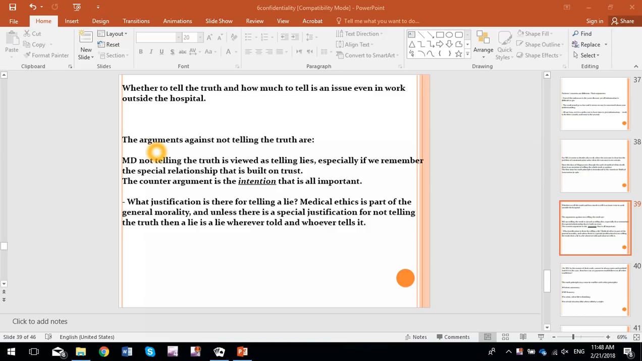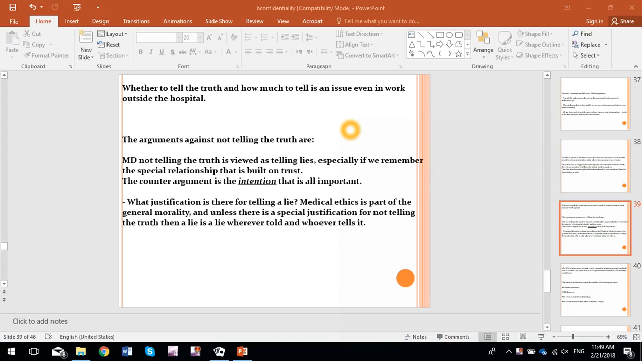Now, their argument against not telling the truth are: physician not telling the truth is viewed as telling lies. This is what the ethicists say. If you don't tell the truth, this means you are telling lies. إذا أخفيت الحقيقة أنت بتكذب. Especially if we remember the special relationship that's built on trust. وخاصة إذا ذكرت على عامل الثقة اللي بينك وبين المريض، اللي بيحتم عليك إنك تحكي الحقيقة وما تخفيش، وإذا أخفيتها تعتبر كاذب، وبالتالي أنت ضيعت التراست أو الثقة اللي بينك وبينه.